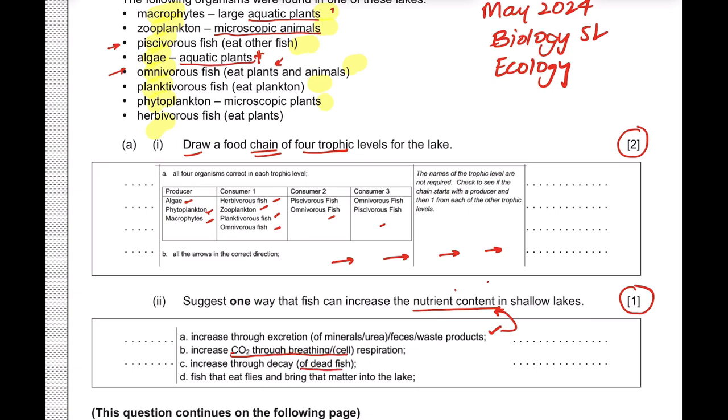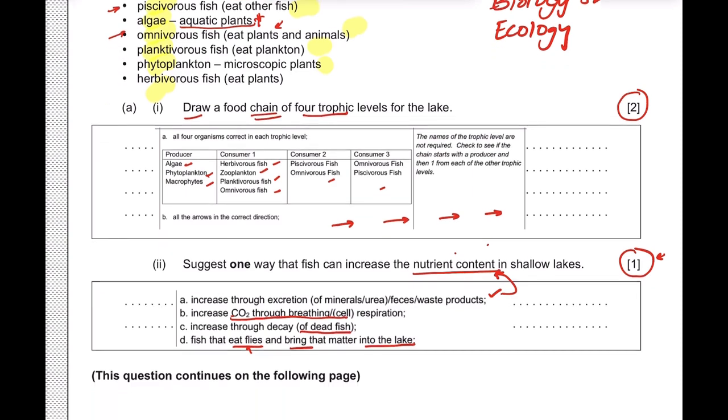The dead and decayed fish definitely will break down into the nutrients, and the fish that eat flies bring matter into the lake. So when they eat flies, they work as breaking down the nutrients and adding to the lake. So any 1 point is giving you a good mark, any of these points.